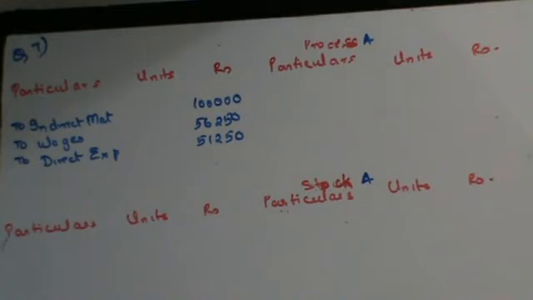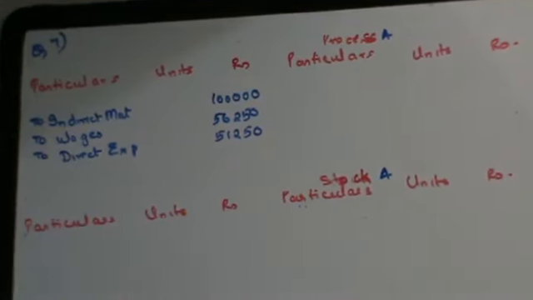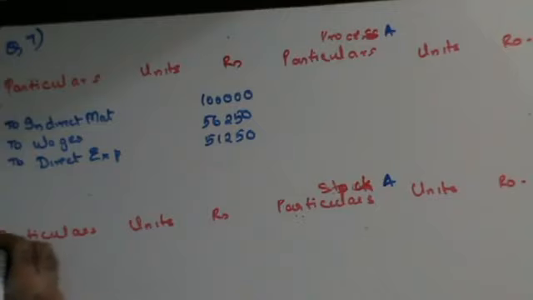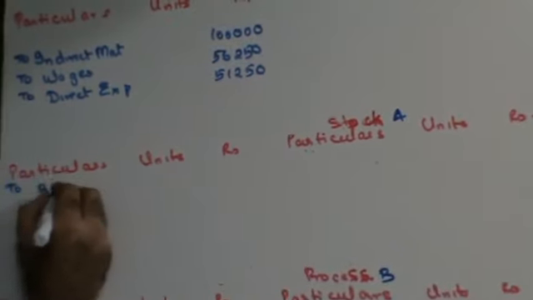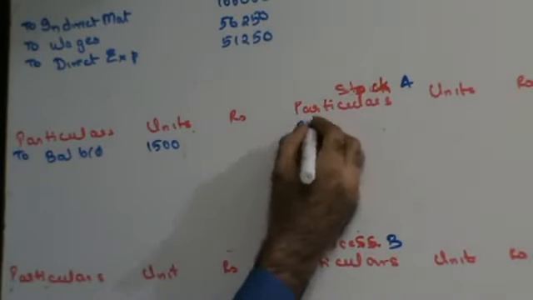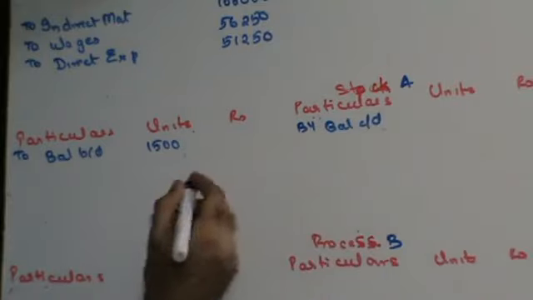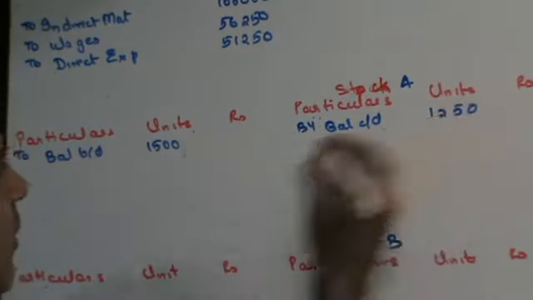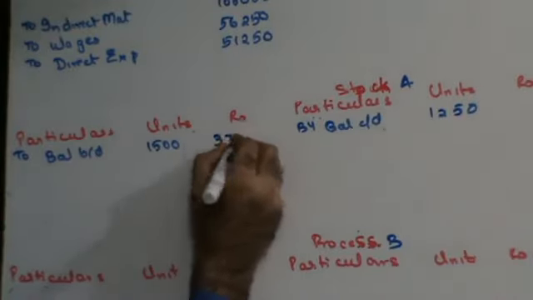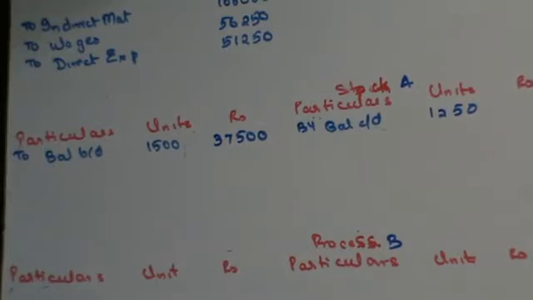Value of opening stock per unit is 25. Scrap value per unit is given to you. Output. Output is given to you as 9,750 units. We will go there a little later. First, let's see this. Opening stock to balance brought down is 1,500 units, and closing stock by balance carried down is 1,250 units. Right. The value of opening stock per unit is given to you as 25. So 1500 into 25 will be 37,500. Okay. So that finishes that.